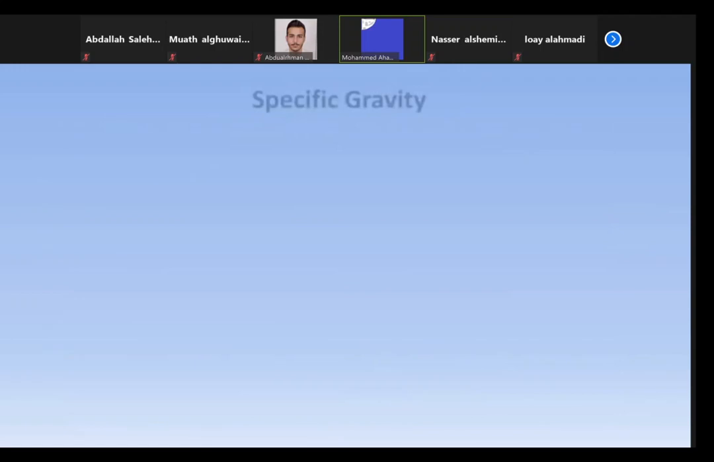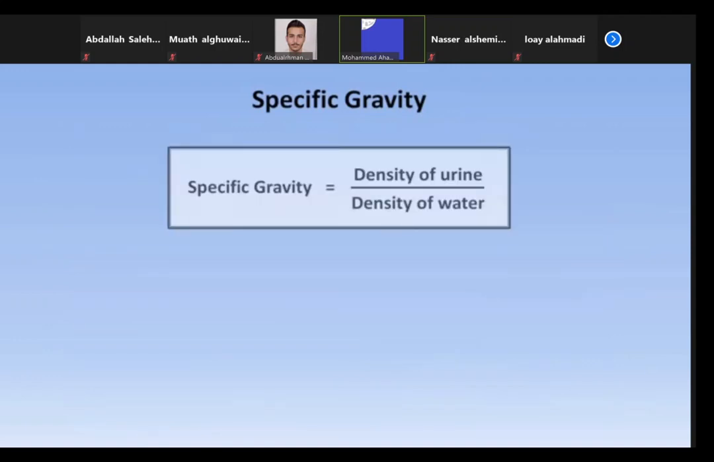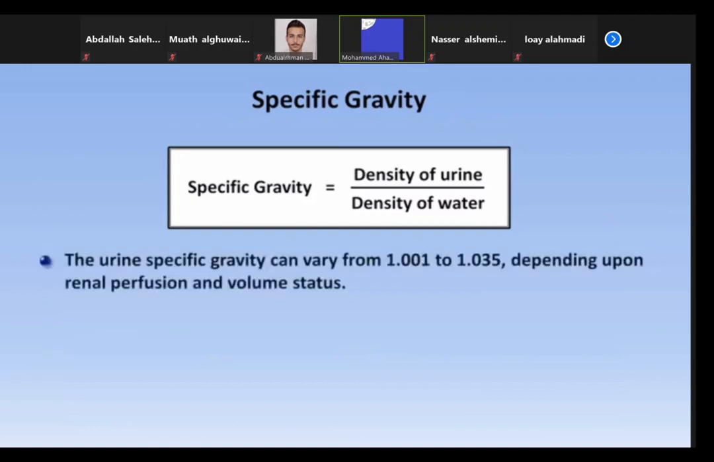First up is specific gravity. The specific gravity is a measure of relative density. In this case, the ratio of the density of urine to the density of water. Although urine is mostly composed of water, because it also contains electrolytes and urea, among a few other compounds, it's always slightly more dense. In the absence of highly unusual circumstances, the specific gravity can vary from 1.001 up to about 1.035, depending upon renal perfusion and volume status.